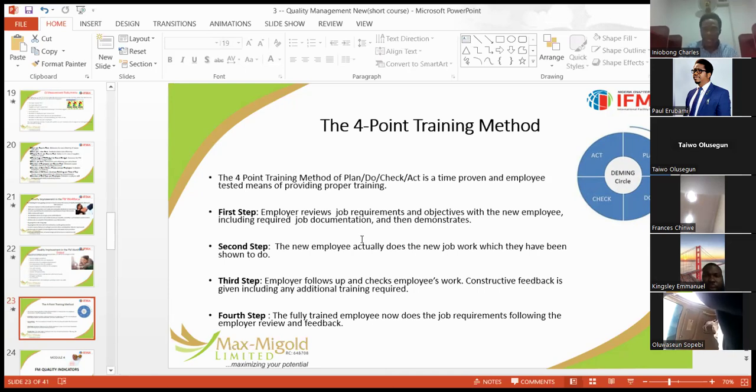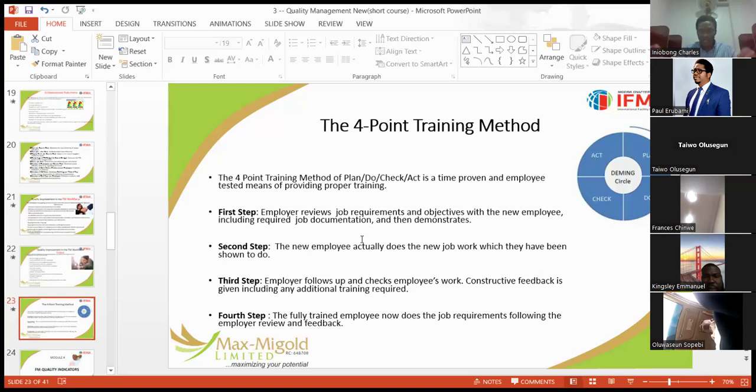So when you plan, you do, you check, and you act. And the act is to look around you. Whatever has changed, you correct whatever has changed. The same way that applies to your workers. The first step is to train the employee. Let them know the requirement. Number one, let them know the job requirements. They must have the job requirements.